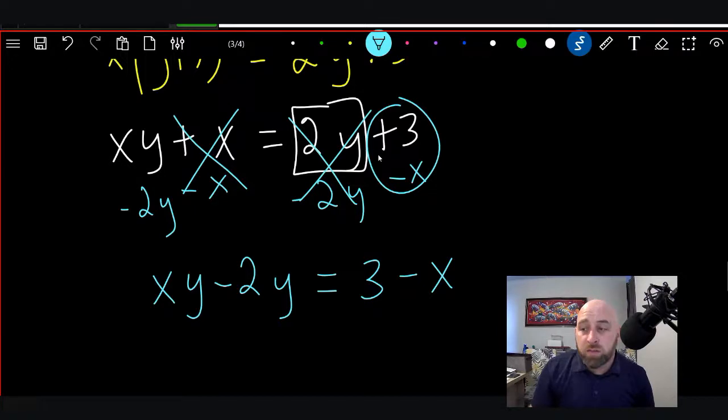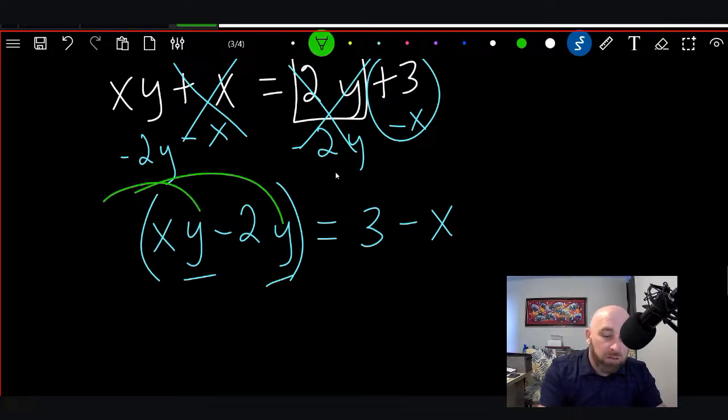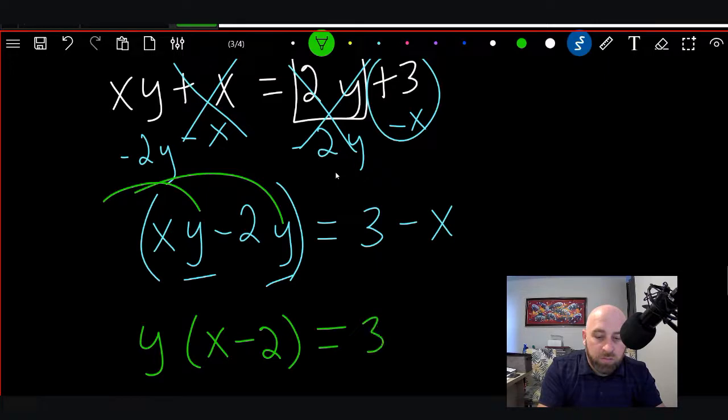Now, this is where you have to remember back to factoring, because what we have over here right now is a common factor, and this is where we get to pull the y outside. This is where we get to get y by itself. So let's pull the y outside. So we're going to have y times x minus 2 equals 3 minus x.